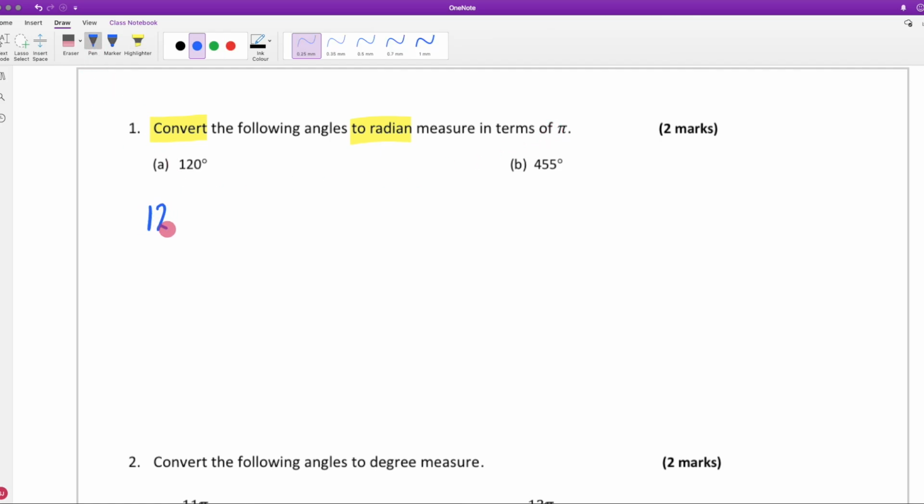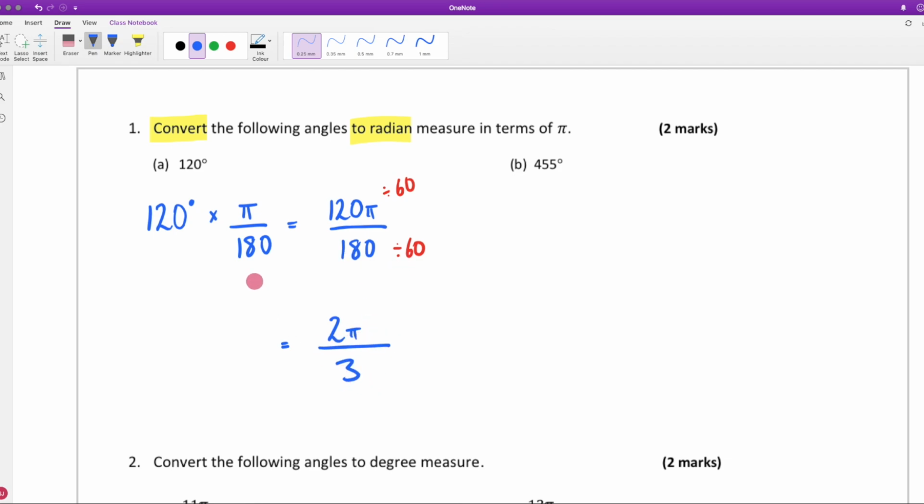We have 120 degrees and we need to turn that into radians. Well, to do that, we're going to times it by pi on 180. So that means I'm going to get 120 pi over 180. I need to give my answer in the simplest form, so I'm going to divide the top and bottom by 60. 120 divided by 60 is 2, and 180 divided by 60 is 3. So my answer to the first one is 2 pi over 3.